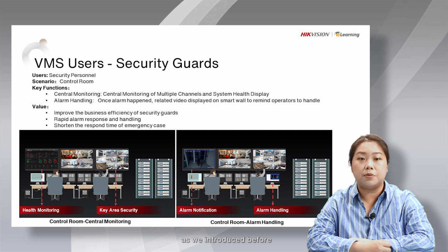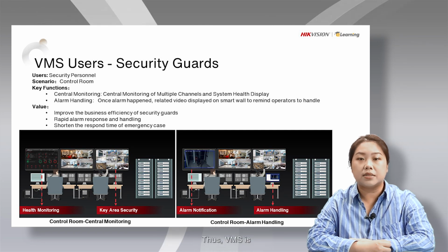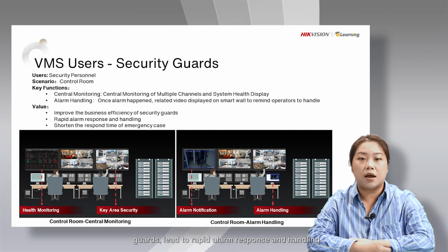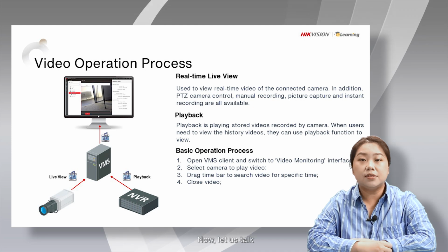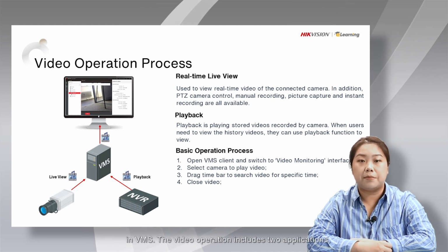As we introduced before in the course of Introduction of VMS System, once alarm happened, related video is displayed on smart wall to remind operators to handle. Thus, VMS is able to improve the business efficiency of security guards, lead to rapid alarm response and handling, and shorten the response time of emergency case. Now, let us talk about how video operation and alarm work in VMS.